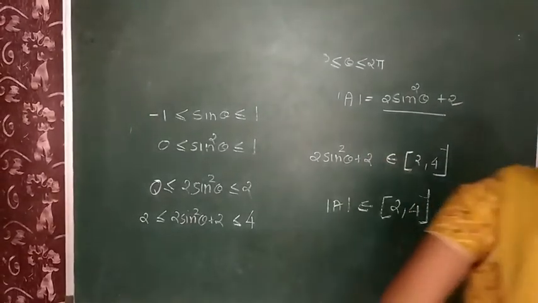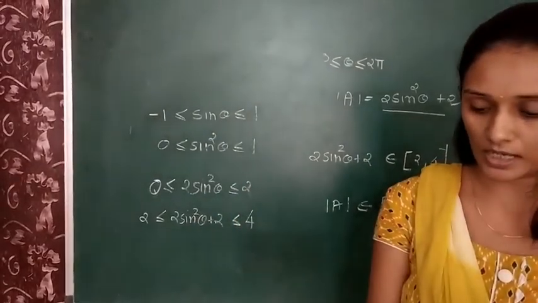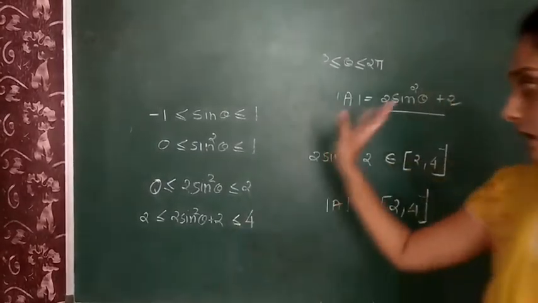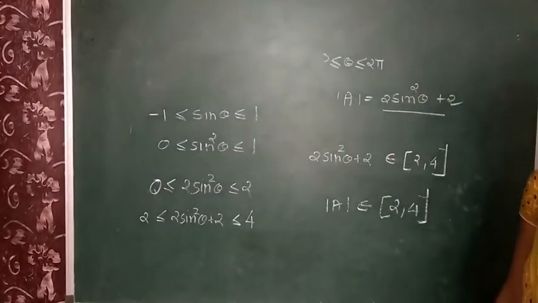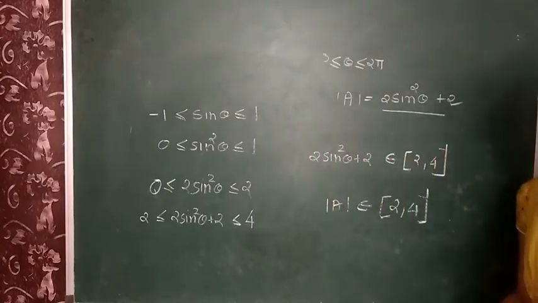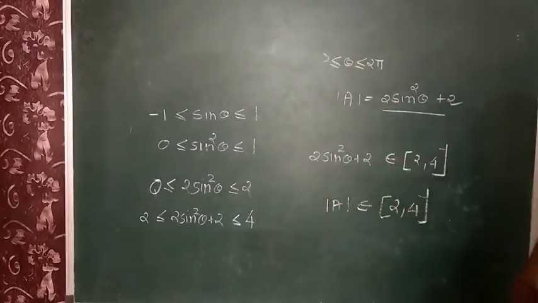So the answer is option D. Okay, the answer is option D. If you want to write it down, then write this down. Otherwise, I will give you the PDF.